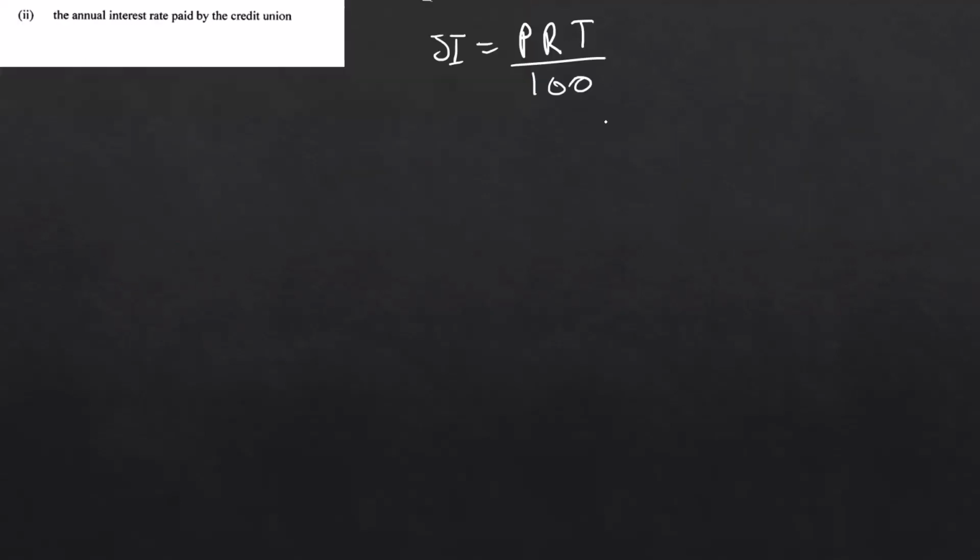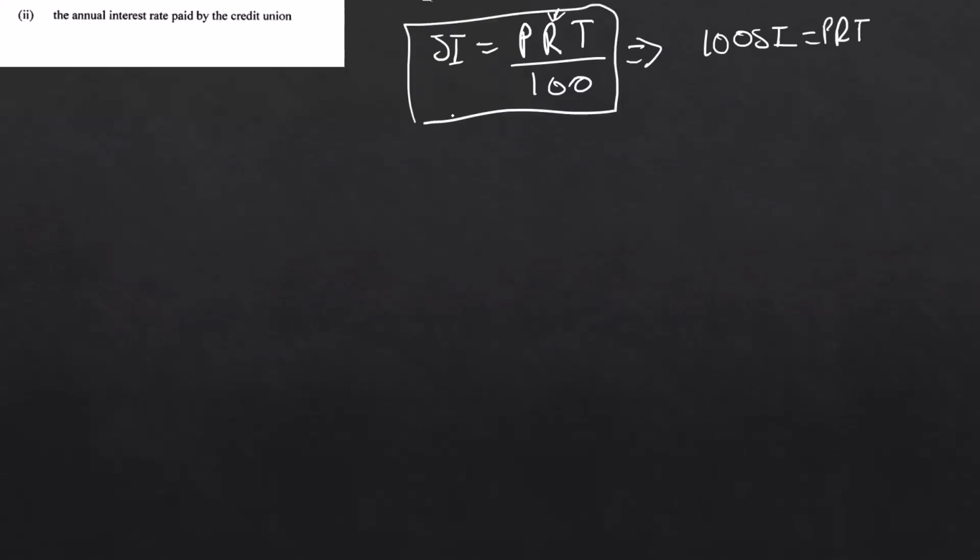So SI is equal to PRT divided by 100, a formula you want to remember anytime you see a simple interest problem. We're finding R, the rate, so we have to make R the subject of the formula. 100 is dividing, so it goes over as multiplying: 100 SI is equal to PRT. Just memorize this one and you can get all the others by simple rearrangement, transposition.